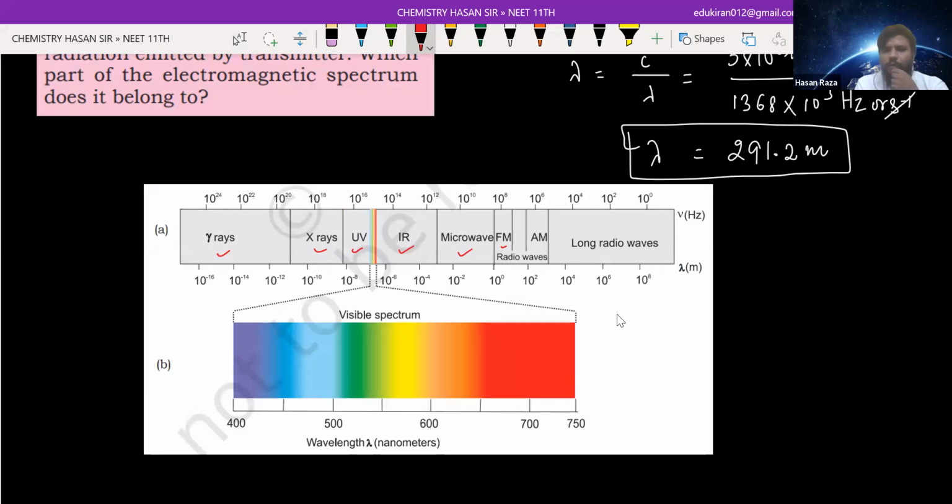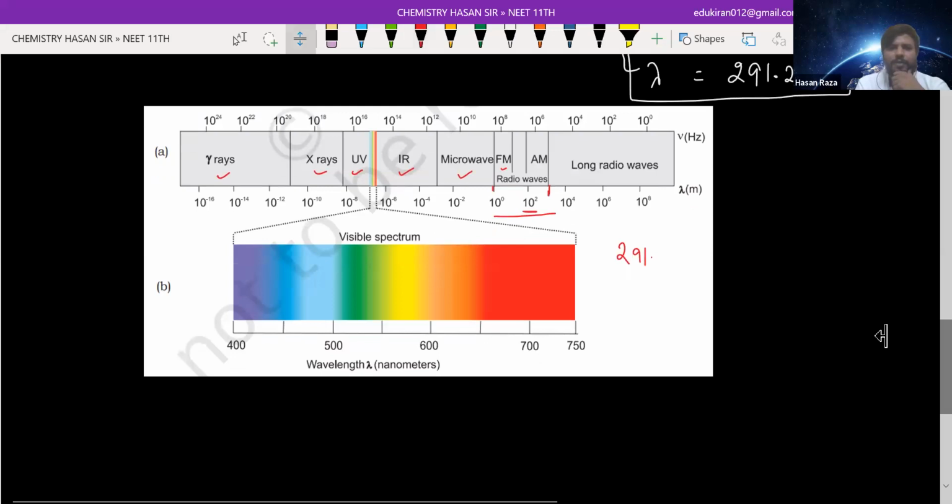Since we got 291 point something meter, that comes 10 raised to the power 2. And you can see, it comes under this, 291.2 meters, something like this. Now, how you are going to remember this? There is a shortcut which you can use.